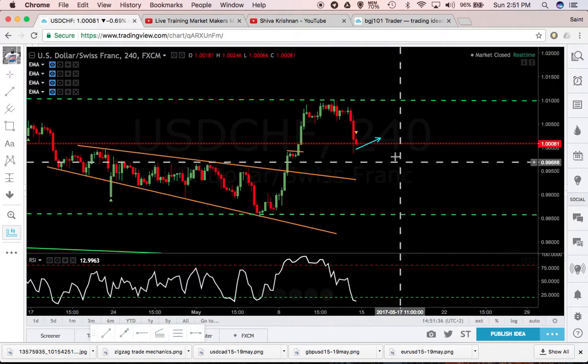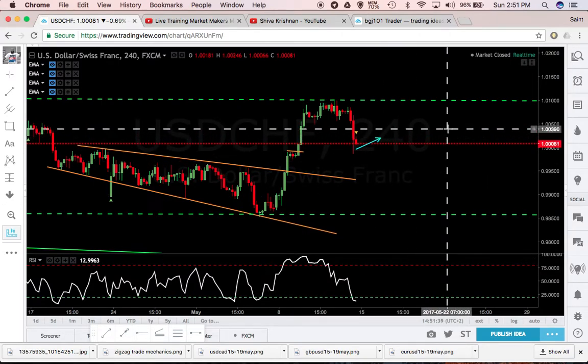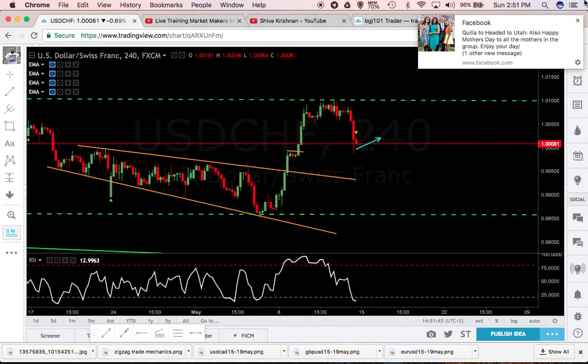Right now it's oversold, so it is going to move up. Where it stops, then we'll update the pattern, and we'll go from there.